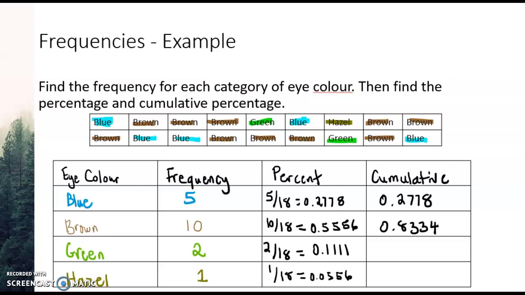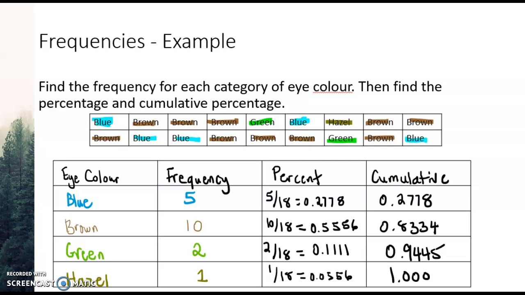And then in the next box, you'd say, okay, what's the total percent of people that have blue or brown or green eyes? So we'd add together this, this, and this, the first 3 percentages. That gives you about 0.94, when I add 0.2778, 0.5556, and 0.1111. Finally, you'd add on all of them together so that you say, if you were including all of the eye colors, what percent of people have either brown, blue, green, or hazel eyes?